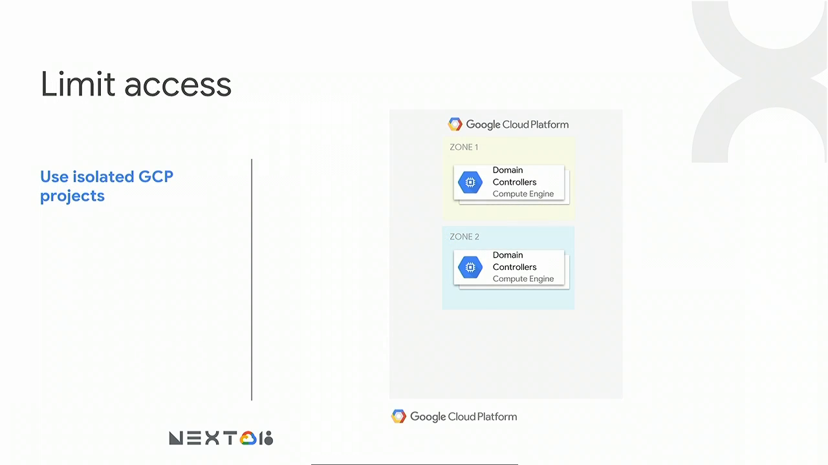First, it's important to limit access to the GCP projects that contain your domain infrastructure. Protecting your domain controllers from malicious or accidental action is critical to the security of these environments. So we build domain infrastructure in isolated GCP projects.